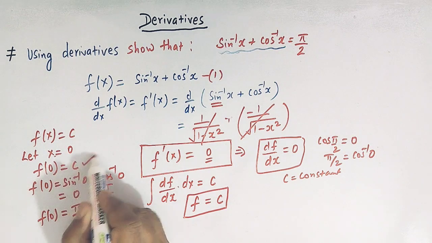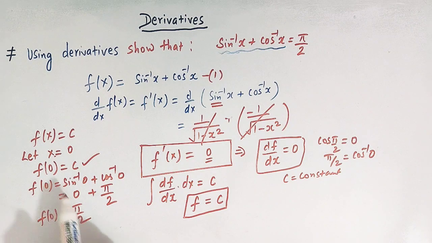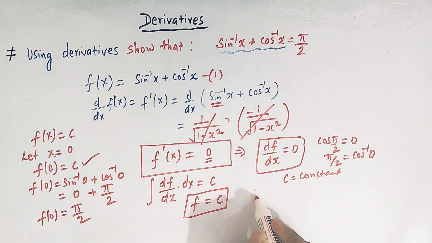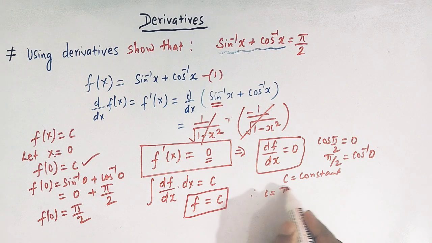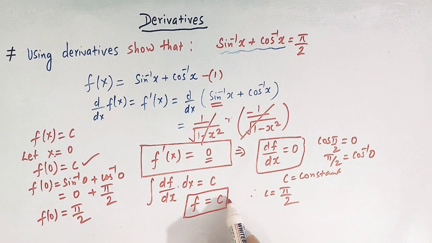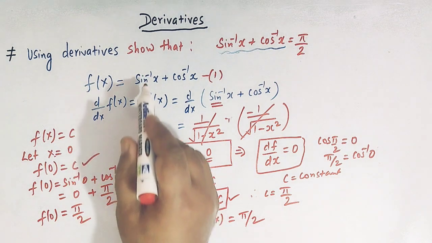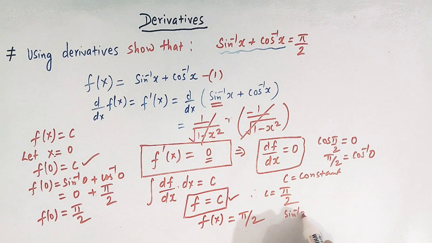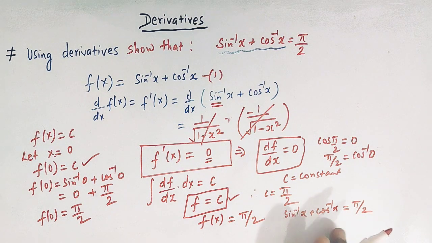Now we can substitute f of 0 is equal to pi by 2 over here. So we get c is equal to pi by 2. And when we take c is equal to pi by 2 in this equation, we get f of x is equal to pi by 2, and f of x is sine inverse x plus cos inverse x, that is equal to pi by 2. So this is how we can prove this important result from inverse trigonometric functions.